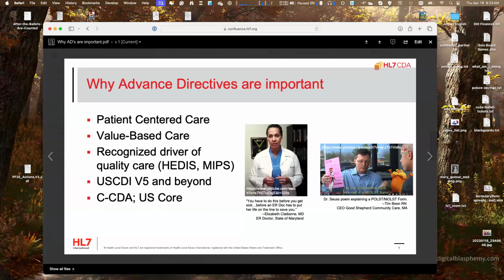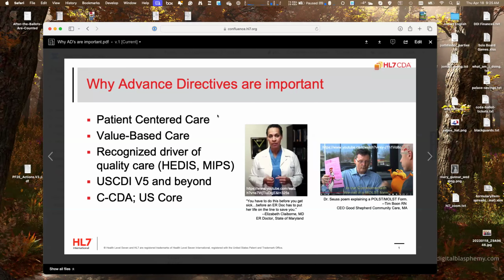So this is coming. It's very important in value-based care, patient-centered care, a lot of things that we've known about before. It's even something that's starting to be driven to understand what is quality care. There are HEDIS measures, MIPS measures, focused on things that are affected by whether or not people have advanced care plans and whether or not care plans are in place to help with things like not readmitting patients that don't want to go back to the hospital.